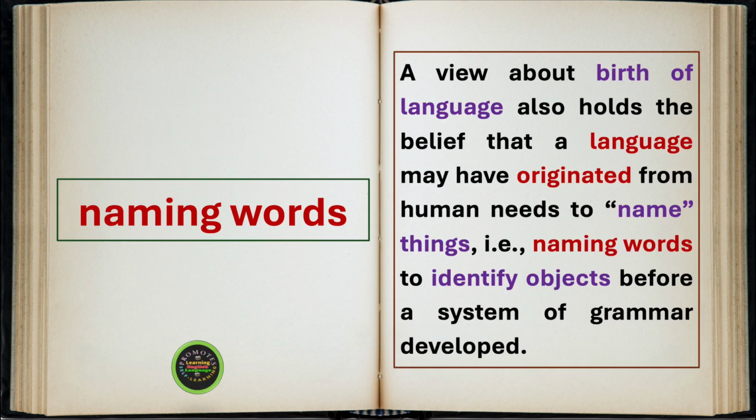We move on to the next. Naming words. A view about birth of language also holds the belief that a language may have originated from human needs to name things. That is, naming words to identify objects before a system of grammar developed. So, according to George Yule, the birth of language might have resulted from human needs to name things, to name objects, and this might have led to the origin of language.